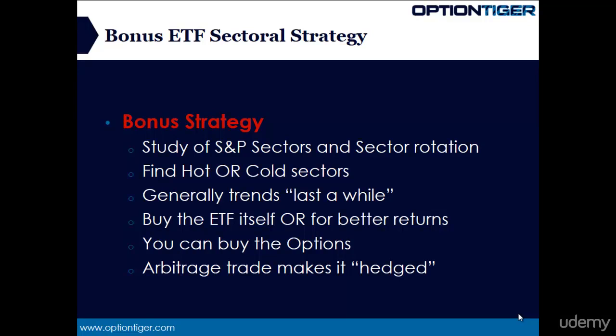In this lecture, we want to study the S&P sectors and what we call sector rotation. Now, the S&P has 10 sectors. You have the financials, technology, healthcare, and so on. And you have 10 of those. Sector rotation means all the big money, the smart money, they go into a sector when they feel that it's a hot sector, and they'll come out of a sector if it's a cold sector.